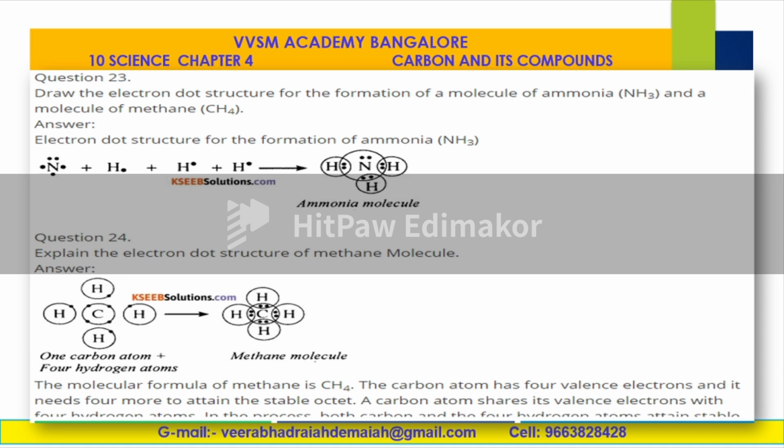Question number 23. Draw the electron dot structure for the formation of a molecule of ammonia. Nitrogen has a variable valency: monovalent, divalent, trivalent, tetravalent, pentavalent. The nitrogen has a variable valence state.